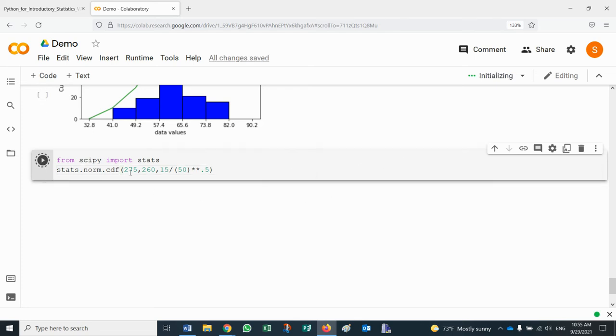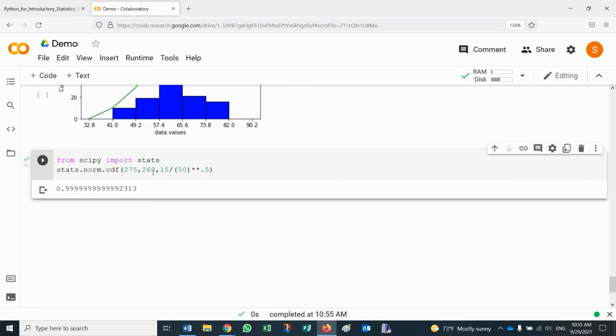Area to the left of 275 with a mean of 260, which is the mean of the group. But the standard deviation is the standard deviation of the entire group, which is 15 divided by the square root of n, which in this case is 50 raised to 0.5. And this should be the correct answer.